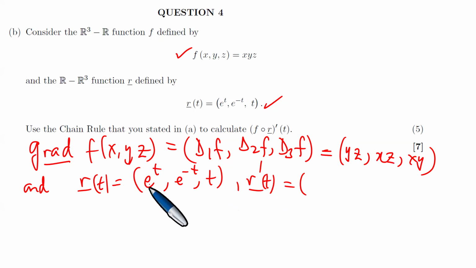With respect to t, the derivative of e to the t is e to the t. The derivative of e to the minus t is e to the minus t, but you multiply by the derivative of the top. The derivative of the top is minus 1, making it minus e to the minus t. The derivative of the t alone, with respect to t, it's like the derivative of x with respect to x. It's a 1.